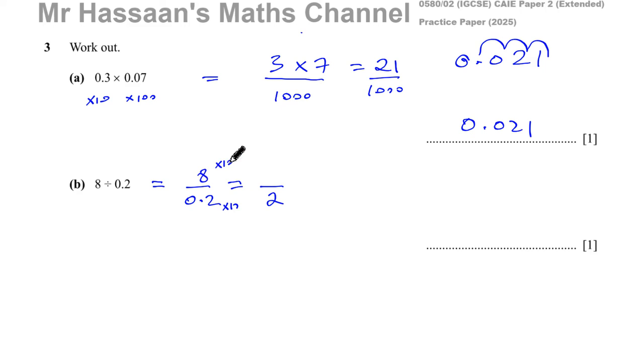So I have to multiply the denominator by 10 to make it into a whole number, and the numerator I multiply by 10, whatever it is, it doesn't matter. But I have to multiply both of them by the same thing so it remains equal. 80 divided by 2 is 40, and there we have our answer. So that's how to deal with such questions as these without using the calculator. Okay, so a very important skill with division and multiplication of decimals.